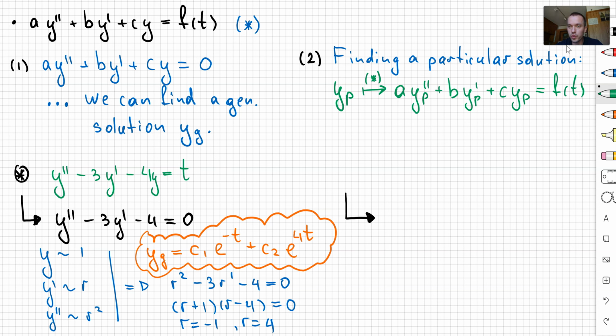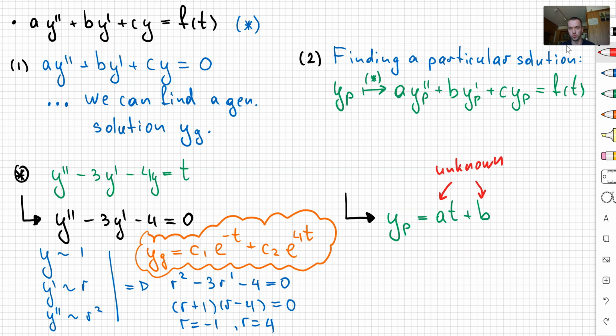Then what we're going to do is guess our function. Let's take y particular to be equal to at plus b. And then we need to take our function and plug it inside our differential equation, and figure out what a is going to be and what b is going to be. So right now a and b are unknown.